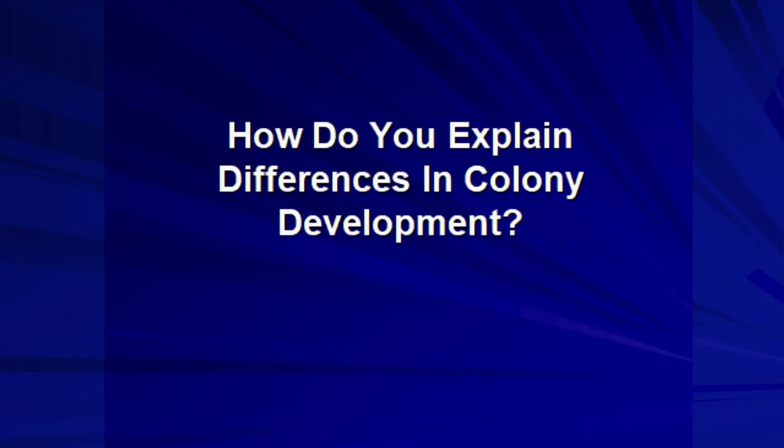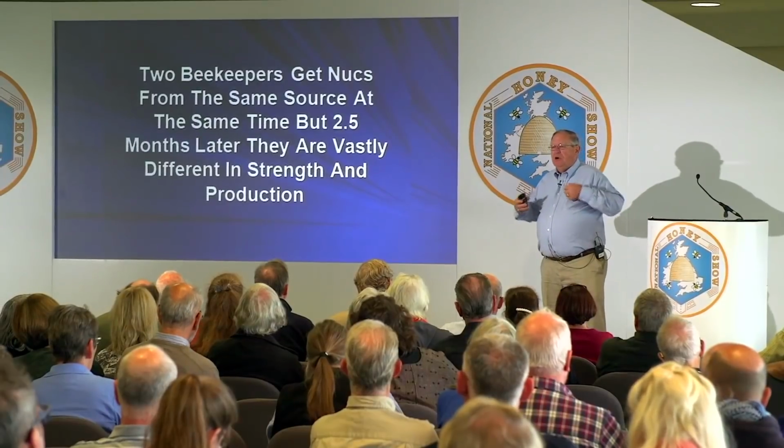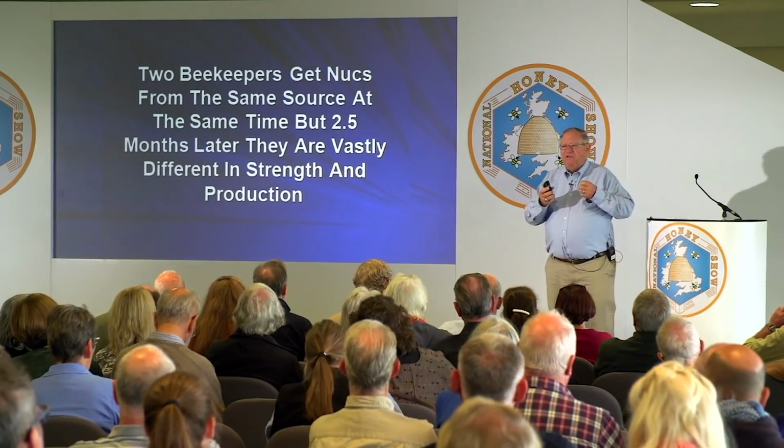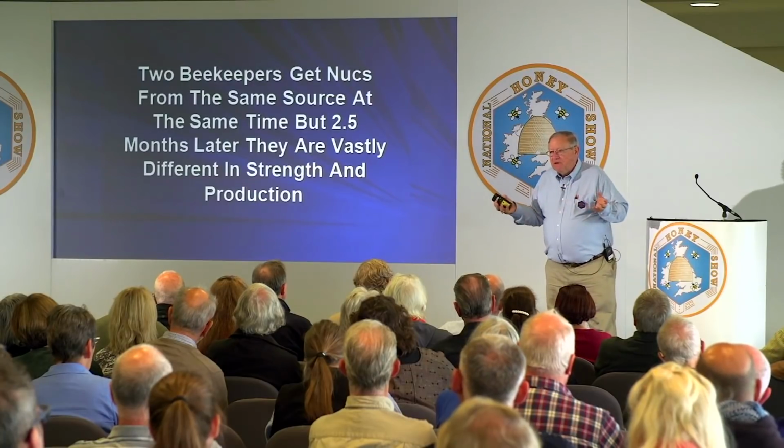So basically what we want to do today is to explain how differences in colony development occur. For instance, just as a scenario, 2 beekeepers get nucs from the same source at the same time, but 2.5 months later, they are vastly different in strength and production. I'm sure within your own apiary, you have similar sized colonies, and some are very productive, and others you don't get a drop of honey from a surplus. And so there are differences. And so today we're going to try to explain what causes those differences in colony development and productivity.